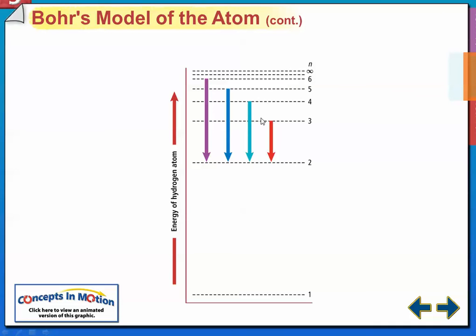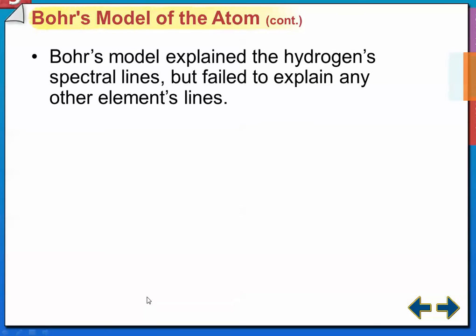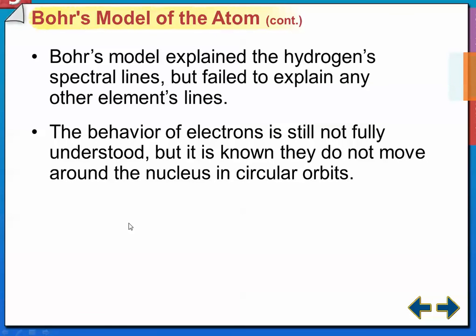So those are the spectral lines he's talking about, like going from 3 to 2, 4 to 2, 5 to 2, and 6 to 2. Bohr's model was great for hydrogen, but it failed to explain any other element's lines. The behavior of electrons is still not fully understood, but it's known that they do not move around in circular orbits. Okay, so I think I want to stop the video here and break it into 2 parts.